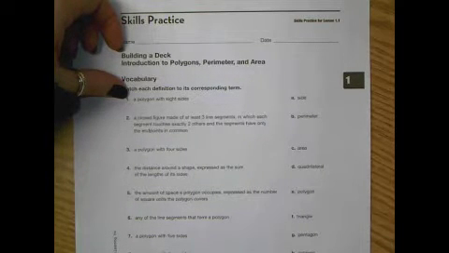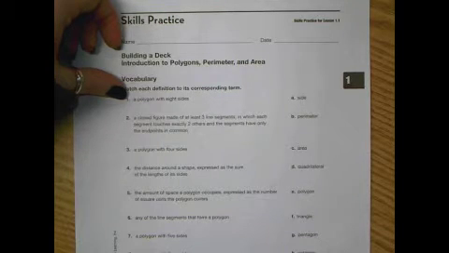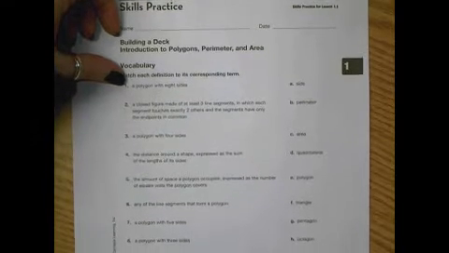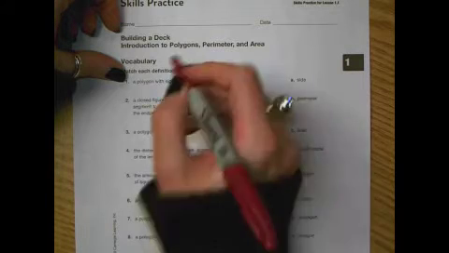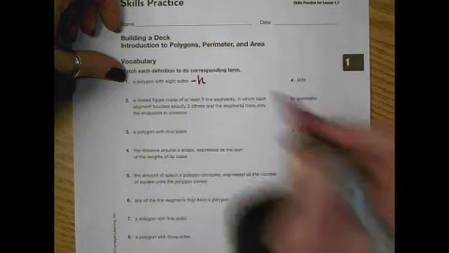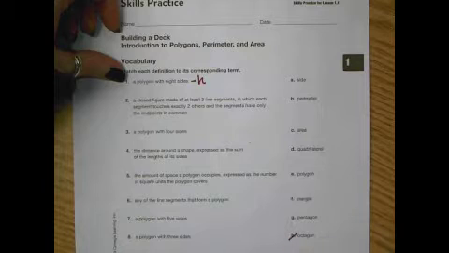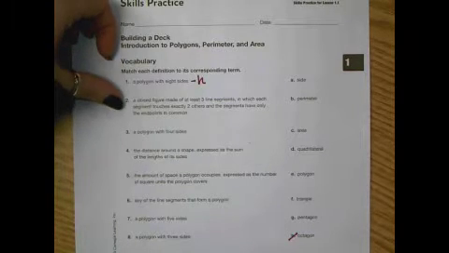Number one, we have a polygon with 8 sides. And if you remember to look at your flip chart, the prefix octa stands for 8. Octa is 8. Gon is side. Octagon, 8 sides. So our first definition would be H, octagon.